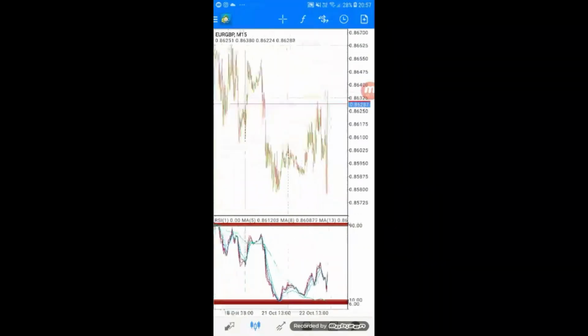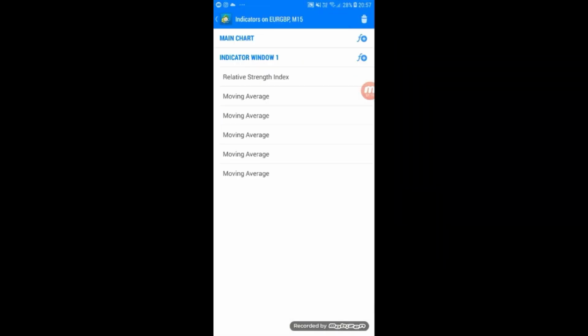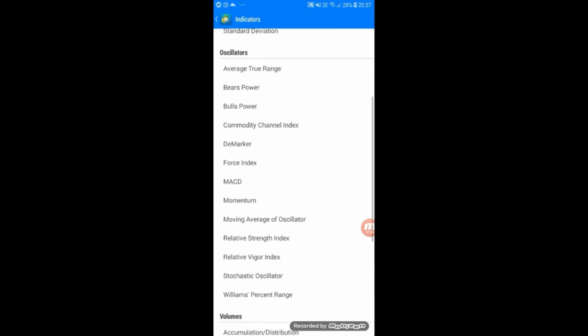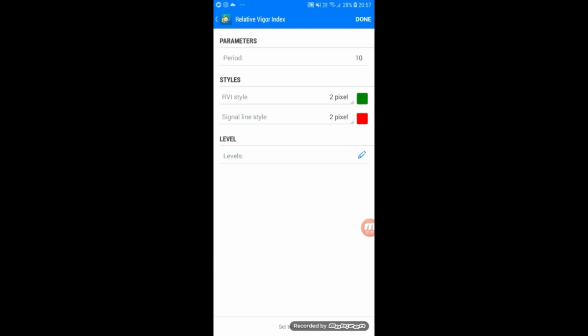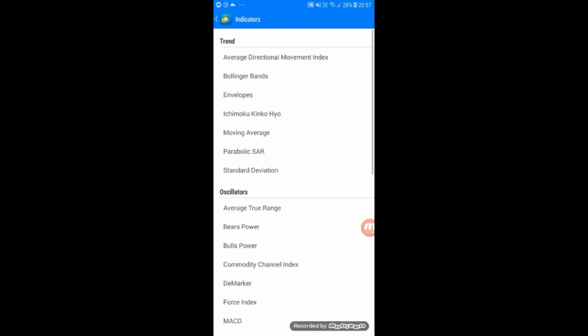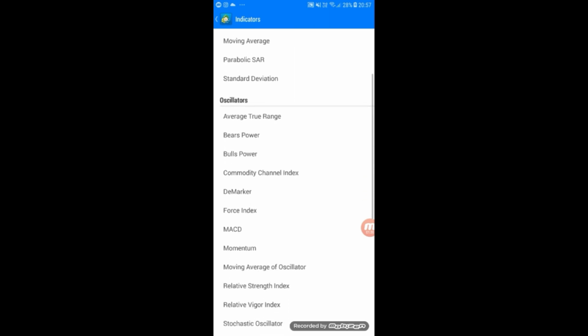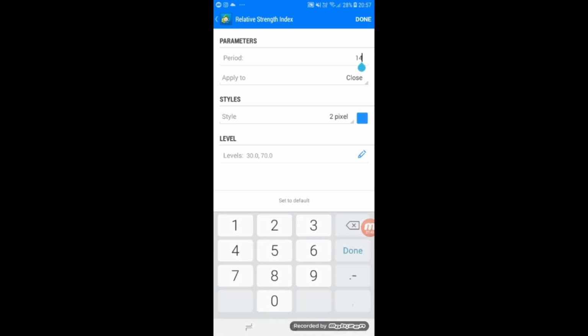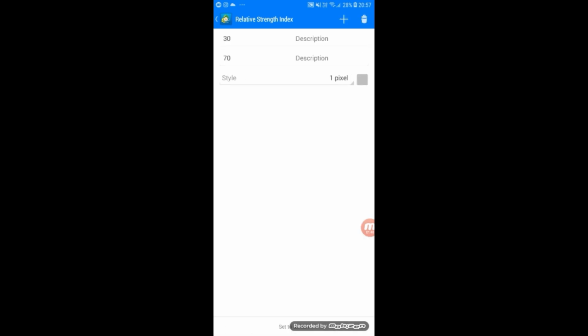How to set it: I will start from the beginning because I think people don't understand how to set it. You come to the indicators, you come to RSI, which is the relative strength index. Let's set it to default. You add your period of 1, apply to close, 2 pixels, and then you have to add the levels.